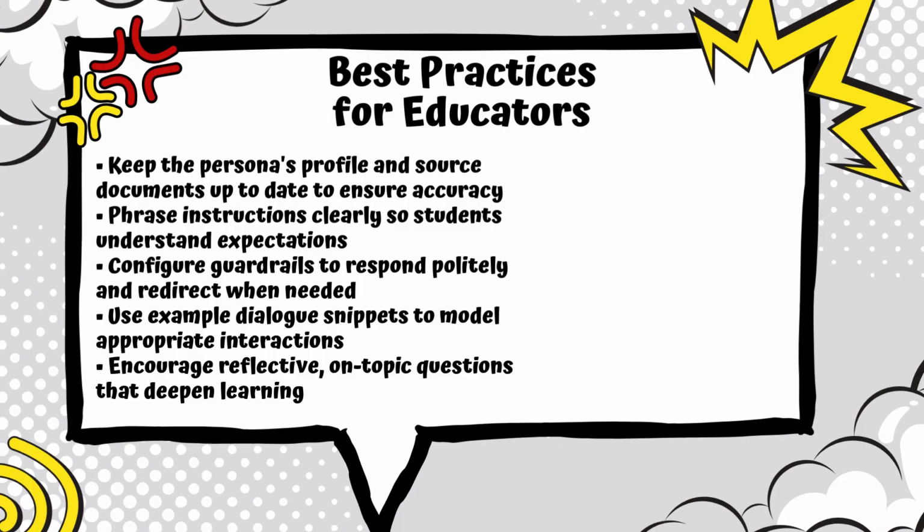Use example dialogue snippets to model appropriate interactions. The chatbot won't really know what you would deem as inappropriate, so it's good to input some examples of what an inappropriate interaction would be. That way, once students start saying inappropriate things, it knows to redirect. And then the last one, encourage reflective on topic questions that deepen learning. We don't want them to just be asking silly questions. We want to really get their minds thinking about the character or the historian's life, right?